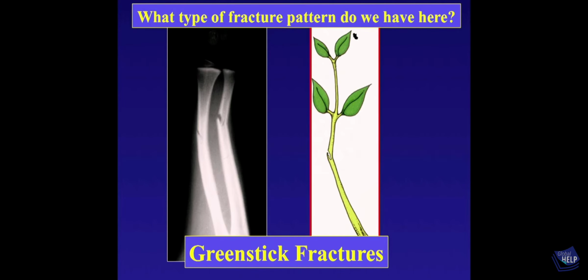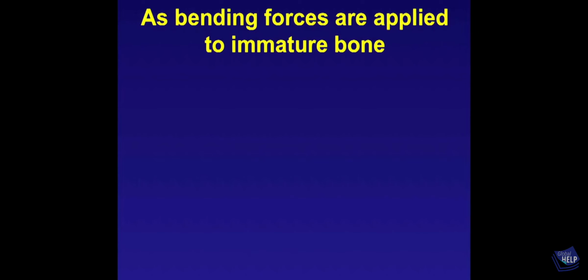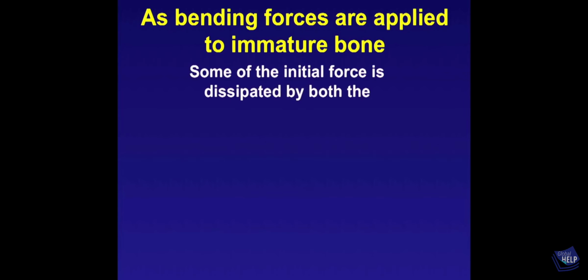Just like in a tree, the green stick is still immature. It has different characteristics. So you can see that, a greenstick fracture. And so as a bending force is applied to mature bones, some of this initial force is dissipated by, first, the plastic deformation. When you apply it, you lose some of the force. And if you continue having force, you may even lose a little bit more in the elastic deformation.